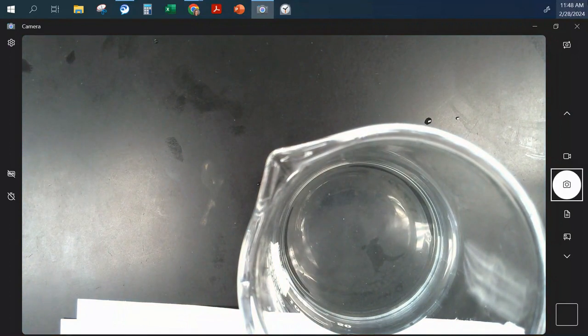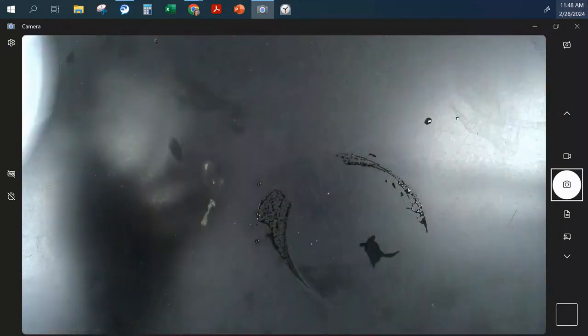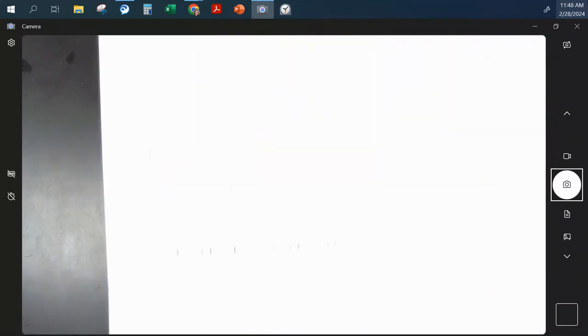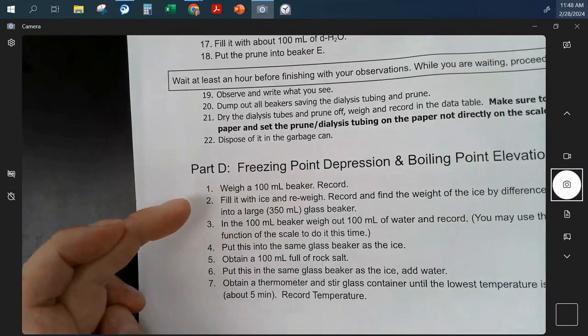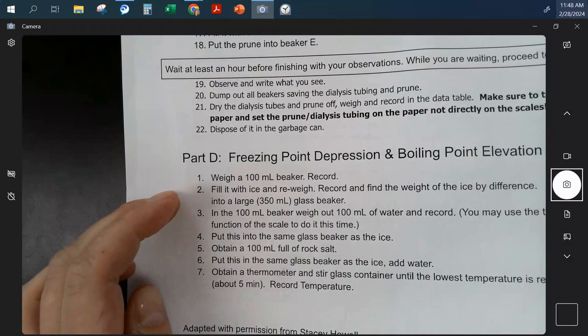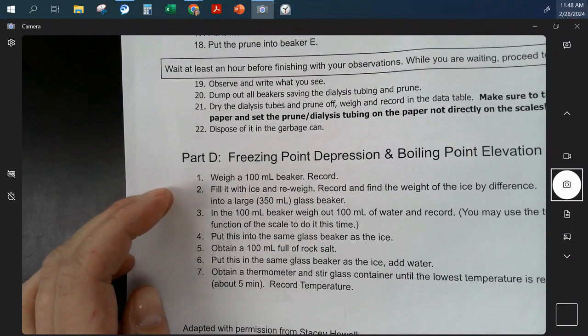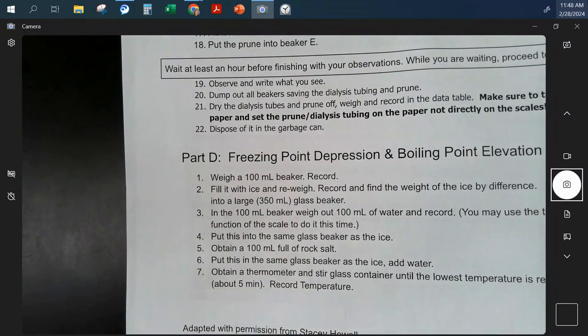The next part, I guess there's part D also. Part D also will take a while. You're going to take a 100 milliliter beaker and fill it with ice and then take the mass. So finding the mass of the ice. Then you're going to take the beaker and scoop 100 milliliters of salt. You're going to use rock salt. There's some rock salt at the center table. You're just going to get a scoop out of the bag.